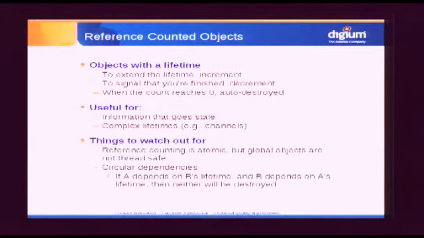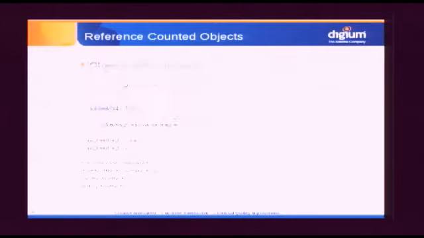And although you'd have to probably work pretty hard to do it, you can create circular dependencies on this one. If you have 2 ref counted objects and A depends on B's lifetime and B depends on A's lifetime, then they're never going away and you have a memory leak.